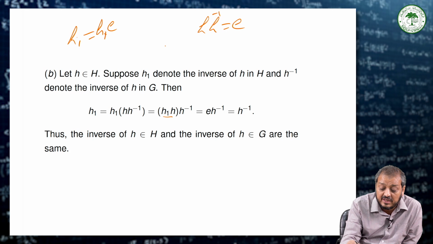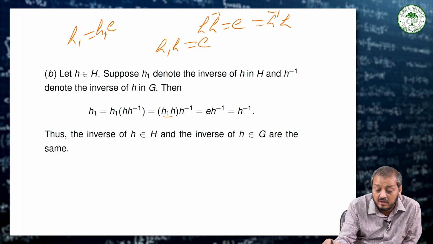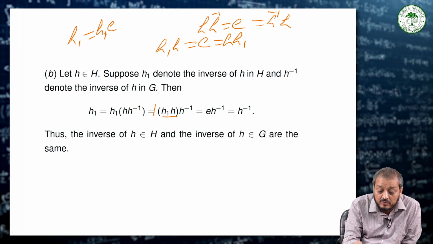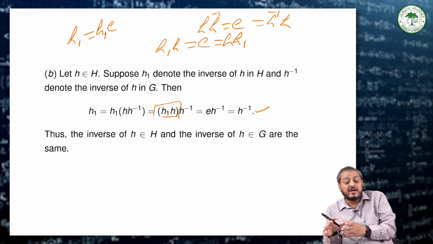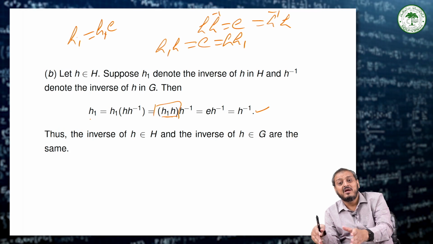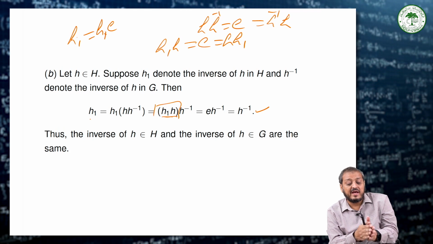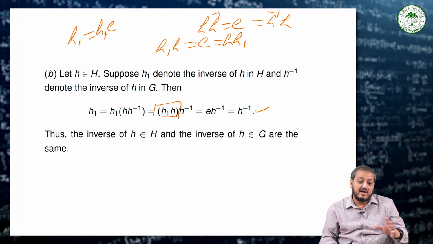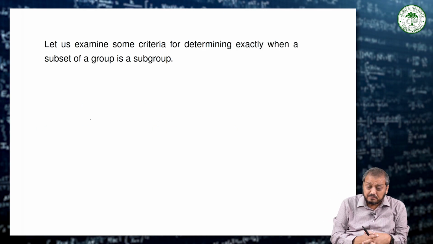And now we just check this, H1 H is also identity. So again this quantity we have to check is the identity element. So this is equal to H inverse. So we check H1 denotes the inverse of H in H, and H inverse denotes the inverse of H in G, but we have to show that H1 and H inverse are the same. So the inverse of H belonging to H and the inverse of H belonging to G are the same. So this means for any element of this, the inverse of this element is the same.